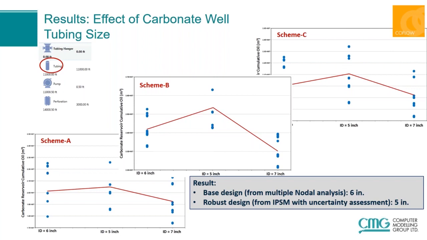Now remember, in nodal analysis, we concluded that 6 inch tubing is the best tubing size to use. But when you run a fully coupled integrated system with uncertainty included in it, you realize that you would have made a mistake if you would have gone in with a 6 inch tubing size. So we changed our design, and now we are going to go with the 5 inch tubing size instead of 6 inch. On top of that, it could be cheaper as well. So it's a double benefit.